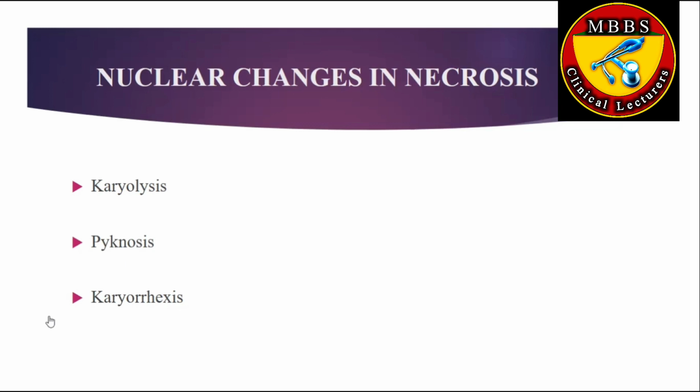Now the next is pycnosis. Pycnosis means there is nuclear shrinkage and increased basophilia. Pycnosis can also be seen in apoptosis, and in this the chromatin condenses into solid or shrunken basophilic masses. The third is karyorrhexis. In this the pycnotic nucleus undergoes fragmentation, and in the end the nucleus in the necrotic cell totally disappears.